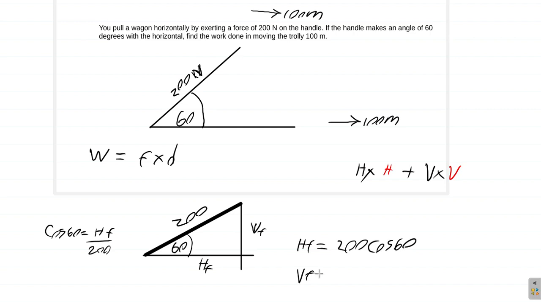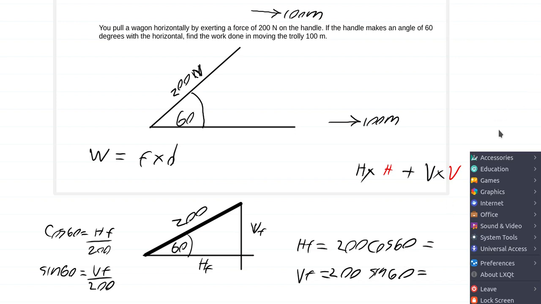And the vertical force is 200 what? You have to remember, using trigonometry, sine 60 is opposite, which is the vertical force, over the hypotenuse, 200. So transposing, it is 200 sine 60. Right? So you can calculate each.